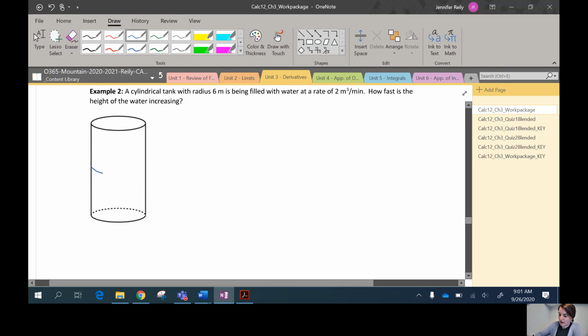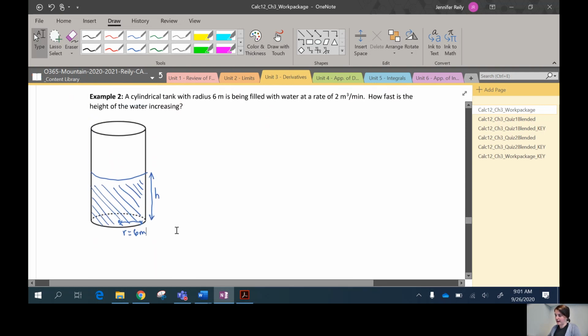Okay, so I'm just going to add a little bit to this diagram here. We're interested in this length here, the height of the water as it moves up. Okay, I'll just color it in. Okay, we are told that the radius is 6, and we are also given a rate there.